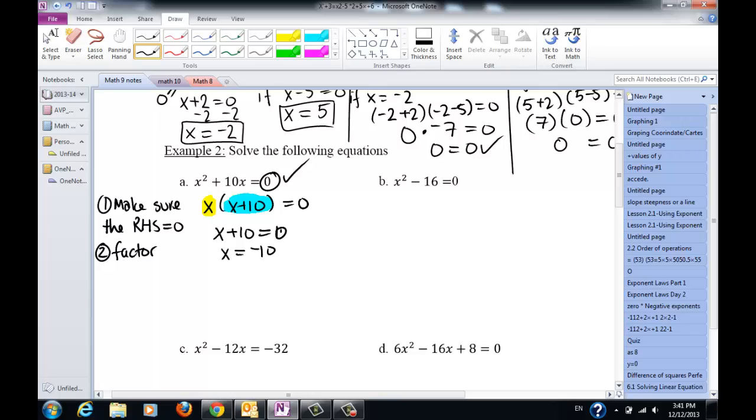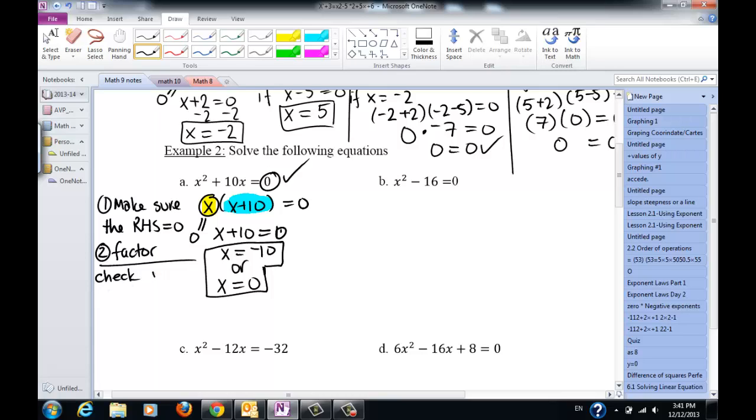For the next one, notice this. What could x be so that something multiplied by something else equals 0? Well, this could equal 0, or x itself can equal 0. So I have two solutions: x could equal negative 10, or x could equal 0. Let's check them.